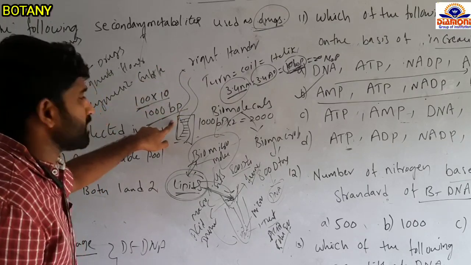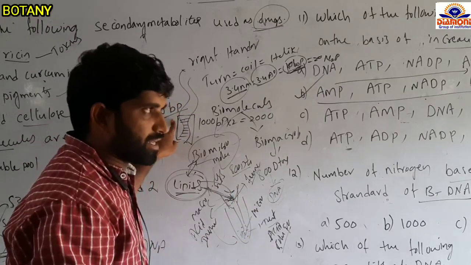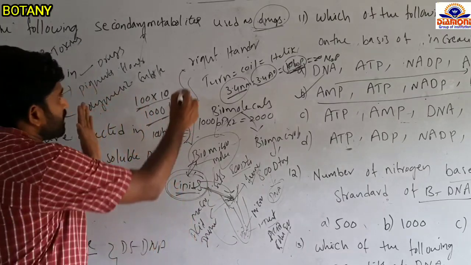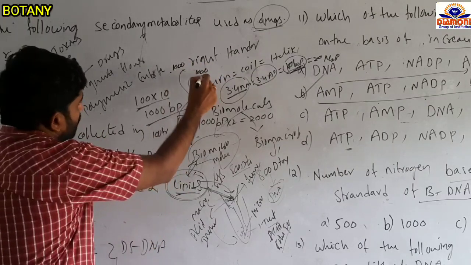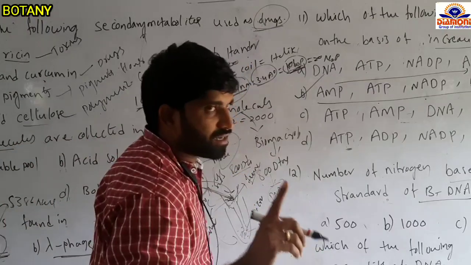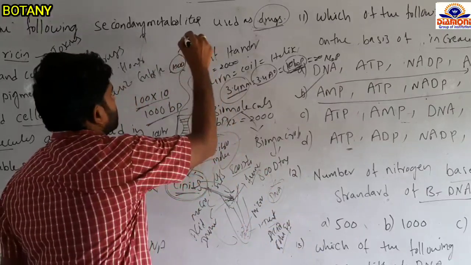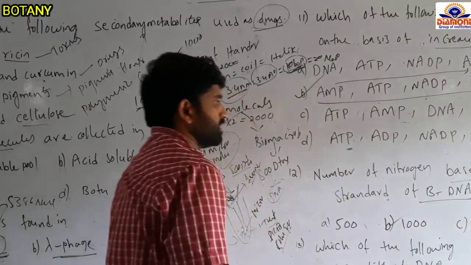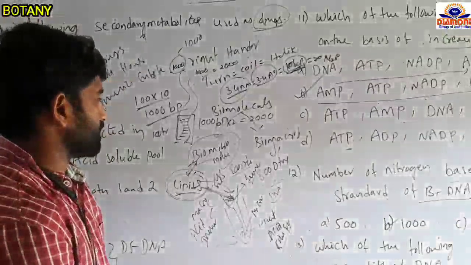Out of the 1000 base pairs, we have to identify how many bases are present in a single strand. 1000 base pairs means each strand contains 1000, and 1000 in the other. So the total number of bases equals 2000. But the question asked about a single strand of the DNA only, so each strand has 1000. So the answer is 1000. B-DNA with 100 turns contains 1000 nitrogen bases.